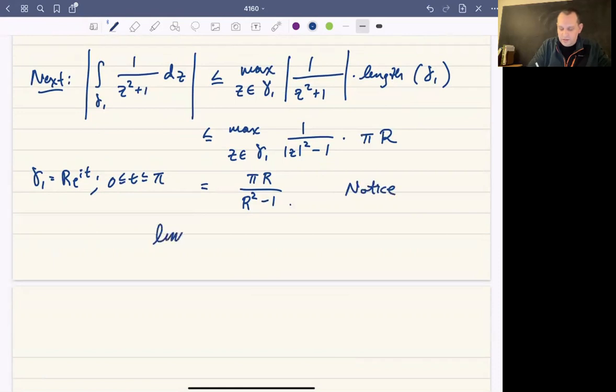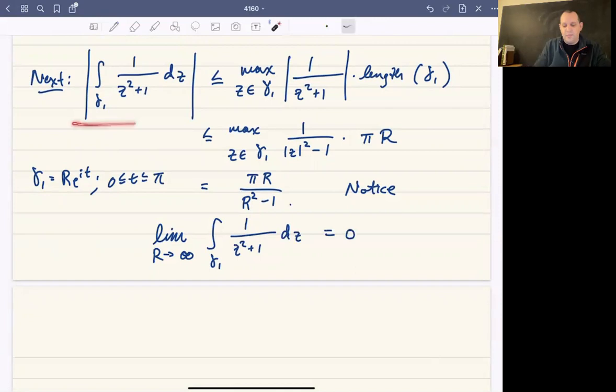Now, importantly, notice that if we take the limit as r goes to infinity of this integral over gamma 1. So remember, gamma 1 is this parameterization that depends on r. So taking the limit as r goes to infinity, this quantity makes sense. But this limit is going to be 0. And the reason for that is that the modulus of this is going to be 0, because pi r over r squared minus 1 goes to 0. And therefore, without the modulus, we also get that this limit is 0. And now, finally, we have all the pieces that we need.